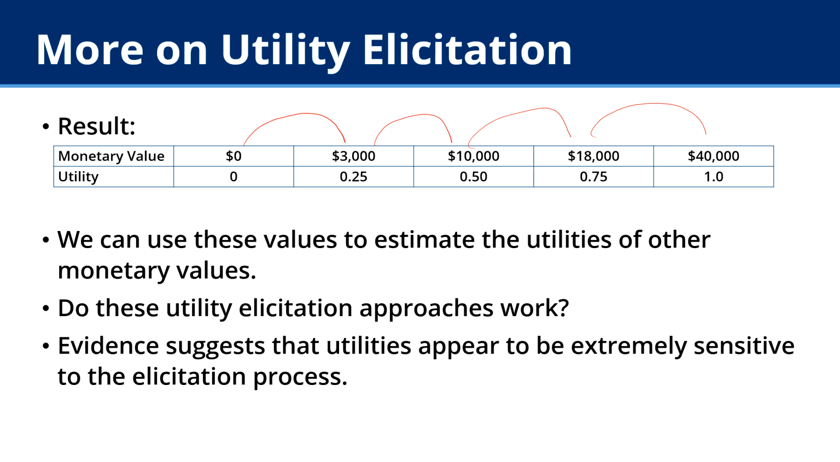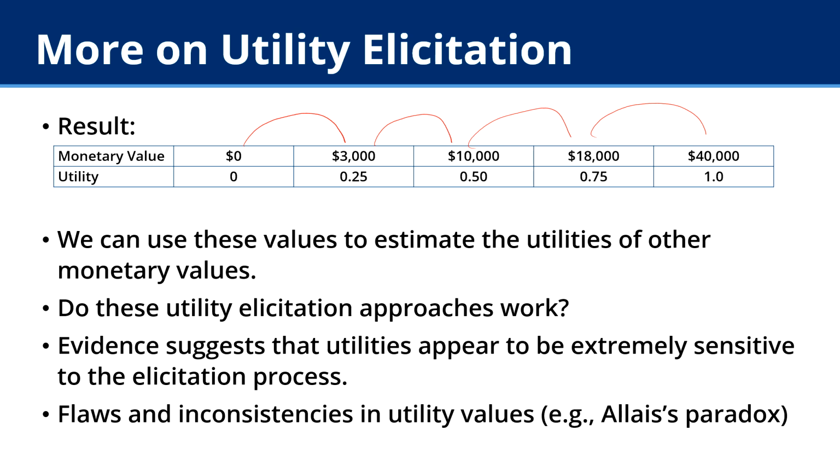Okay, so you have to be very careful in how you craft these questions and how you generate these utility functions, because it is very sensitive to this elicitation process. There are flaws and inconsistencies in the utility values. The Allais paradox, which is referenced in your additional optional reading, you can take a look at that as well. Human beings are complex, right? We're always inconsistent and we're always flawed, right? So I think this is reflective of that as well.